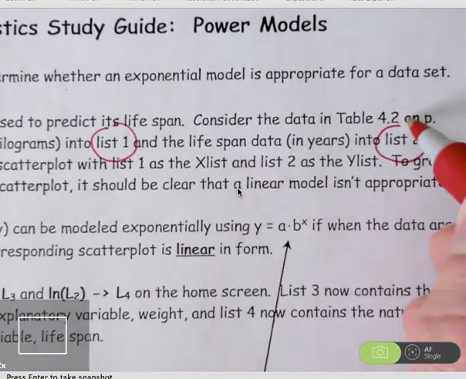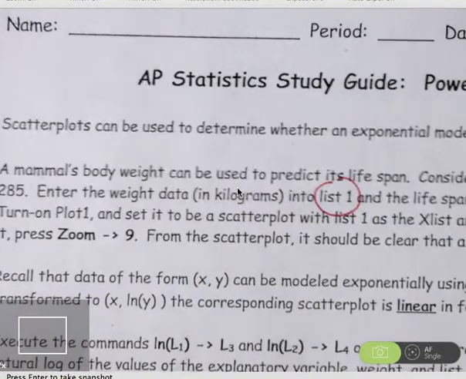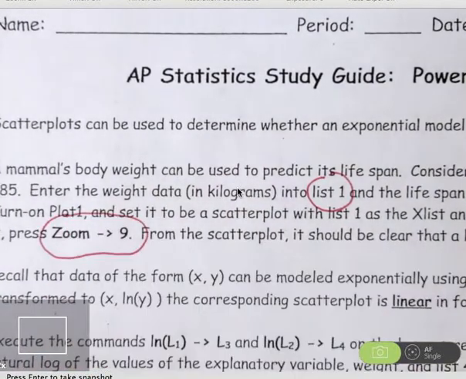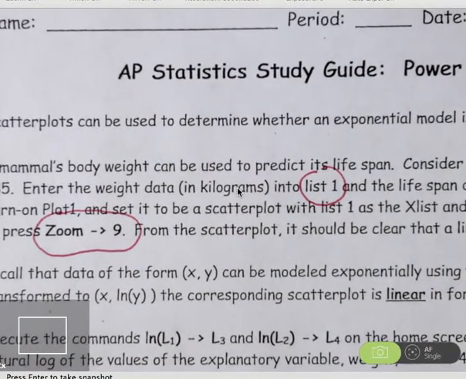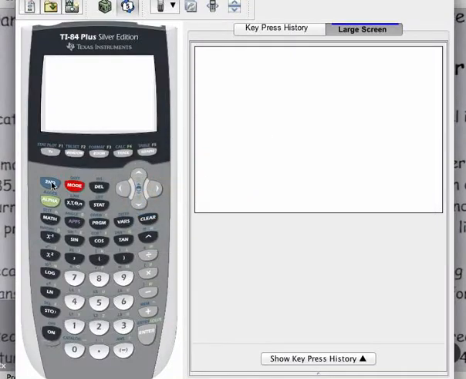I would assume that you already know how to make just a simple scatter plot of the original data. So I've put it into list 1 and list 2 with that plot on. Then we're going to press zoom 9. It should be pretty clear that a linear model doesn't make a lot of sense here. Let's go to the calculator. So here's my scatter plot.